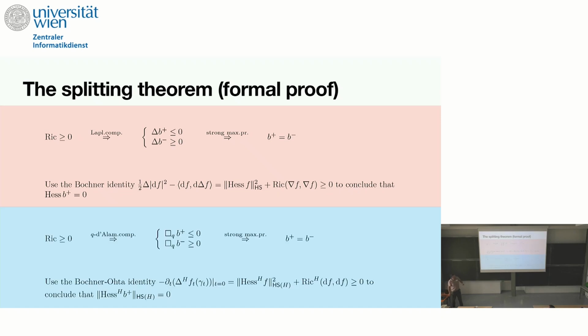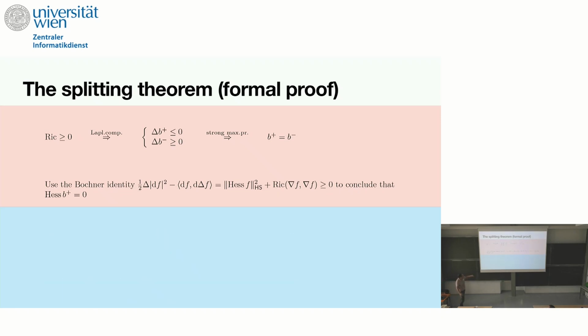Okay. So now we have a non-constant harmonic function. We plug it into the Bochner identity. The left-hand side is 0. The right-hand side is non-negative by sign considerations that also involve the non-negativity of the Ricci. So the Hessian is 0, and so the function is the function with 0 Hessian that we're looking for.